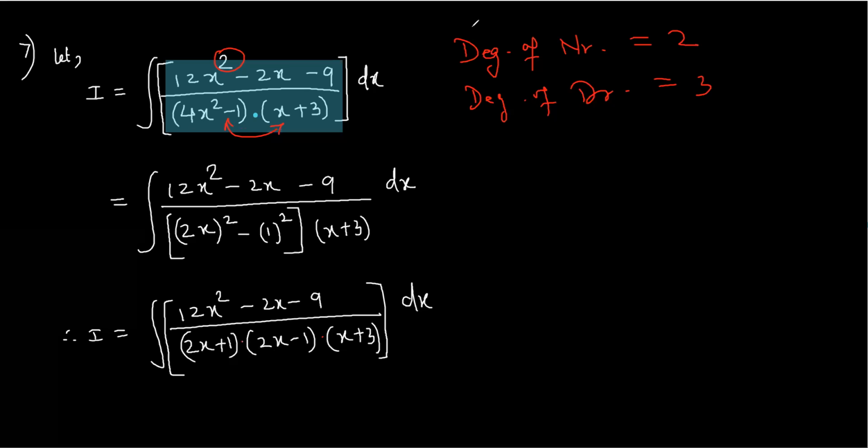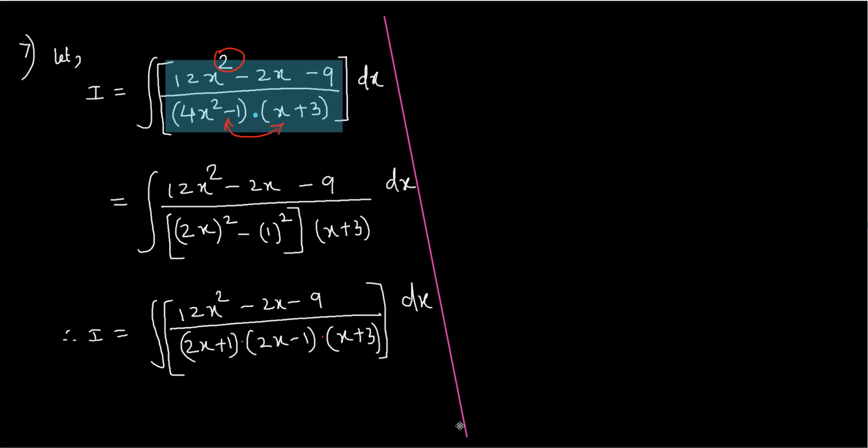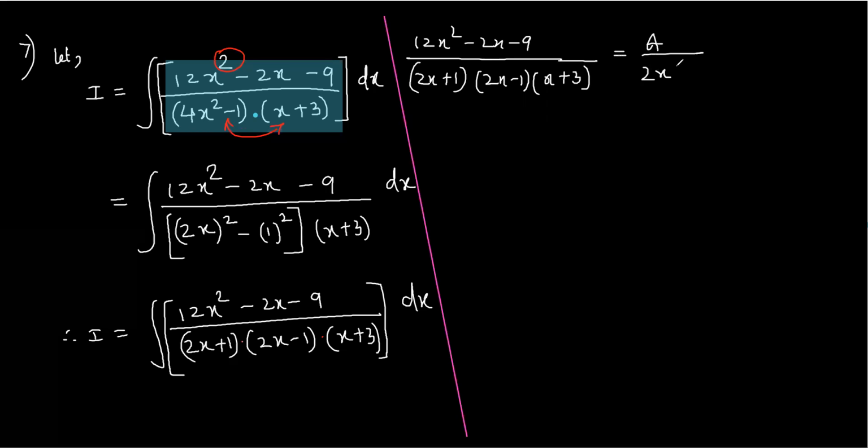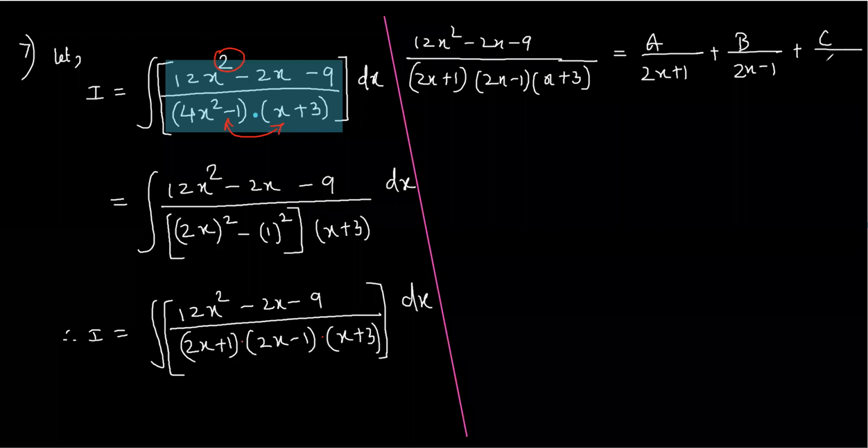So after this, what do we write? As I'm having 3 factors in the denominator, this would give me three different fractions. So I will take 12x square minus 2x minus 9 upon 2x plus 1 into 2x minus 1 into x plus 3 equals a upon 2x plus 1 plus b upon 2x minus 1 plus c upon x plus 3. This is my equation number 1.